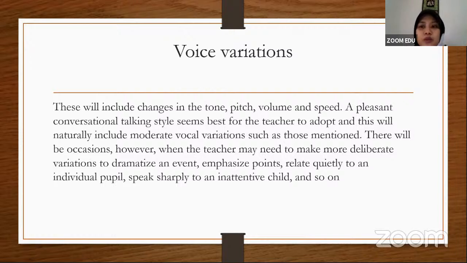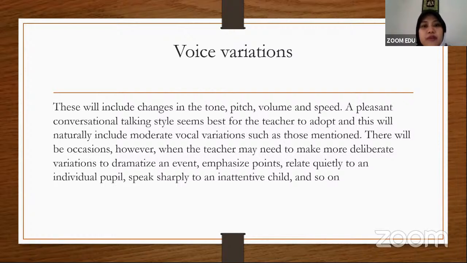Actually, this is a strategy for the teacher to implement, and it's quite important for you to know and to implement when you are the teacher. Because why? Some of the students may feel bored or uninterested in your teaching and learning process. So by using voice variation, your teaching and learning process will be lively and attractive.